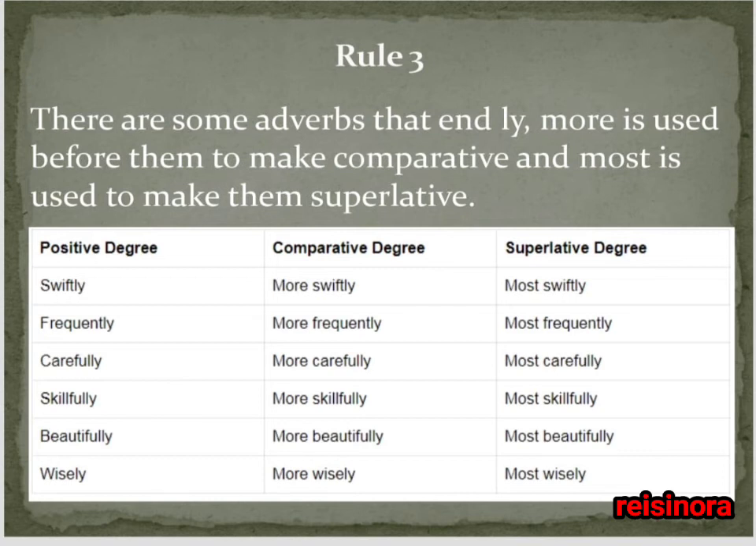Contohnya di sini adverbnya seperti swiftly, komparatifnya more swiftly, superlative most swiftly. Frequently becomes more frequently, most frequently for superlative. Carefully, more carefully, most carefully. Skillfully, more skillfully, most skillfully. Beautifully, more beautifully, most beautifully. Wisely, more wisely, most wisely.